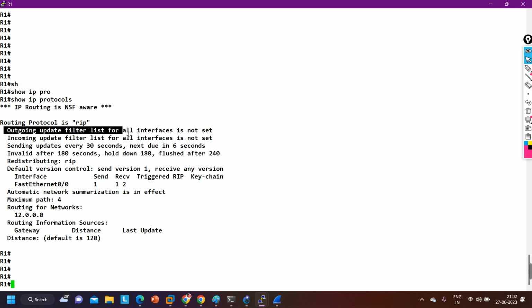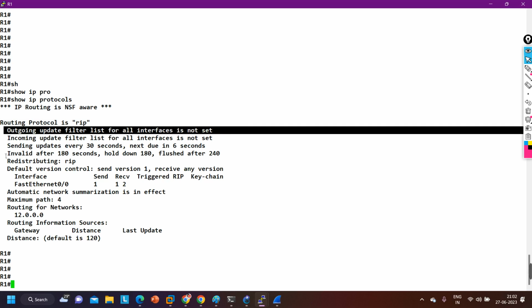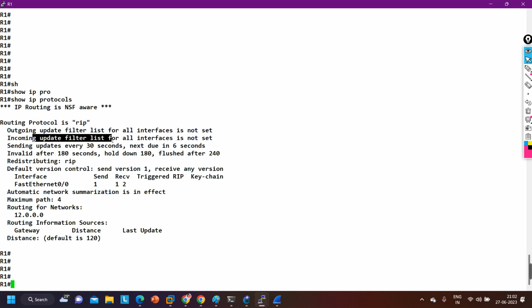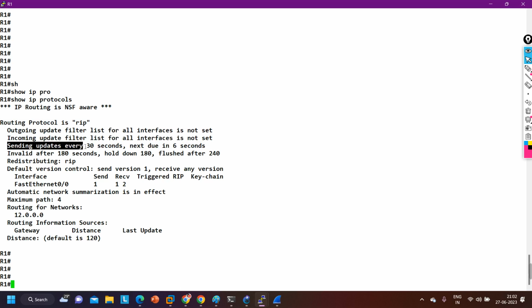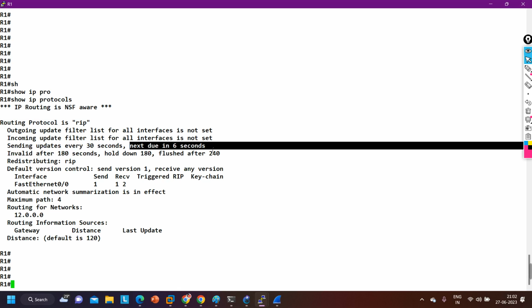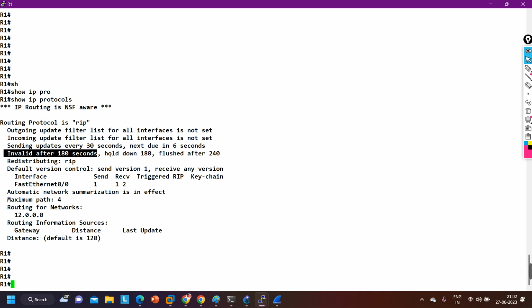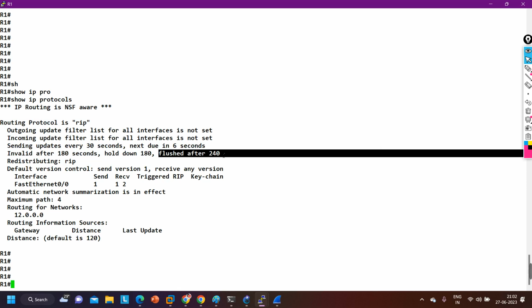See, outgoing update filter list for all interfaces not set. Incoming update filter list for all interfaces not set. We will discuss filtering later, but here you can see that we don't have any filtering on any interface. After that, sending update message every 30 seconds, and next due is 6 seconds, meaning after 6 seconds I am going to send the next update message. Invalid after 180 seconds, hold down time is 180 seconds, and flush time is 240 seconds.